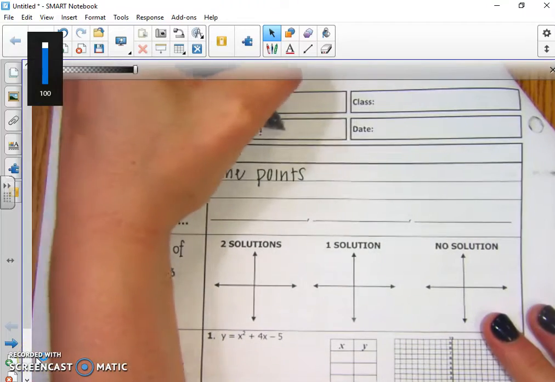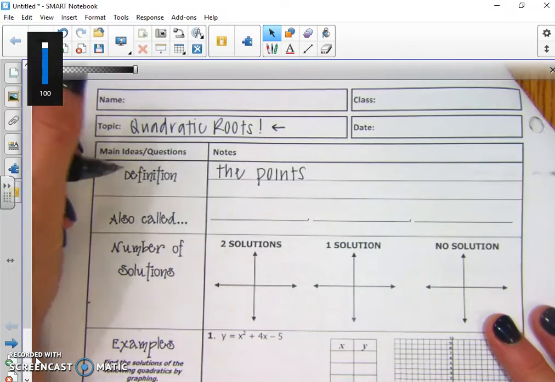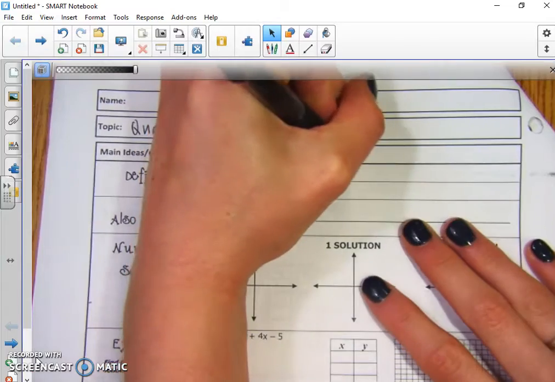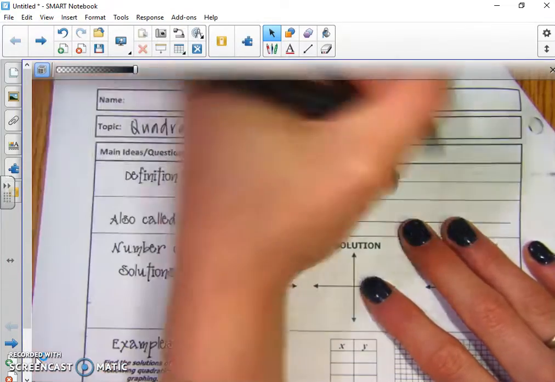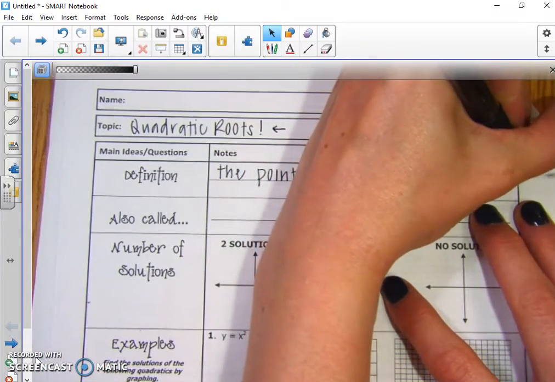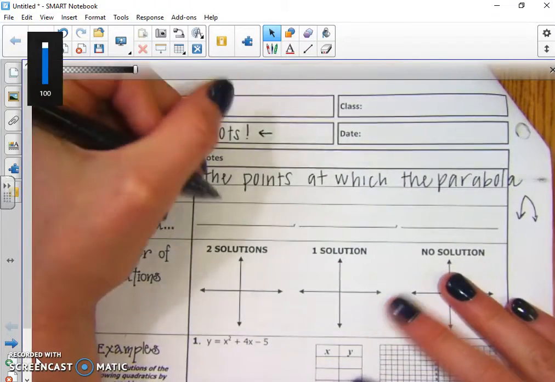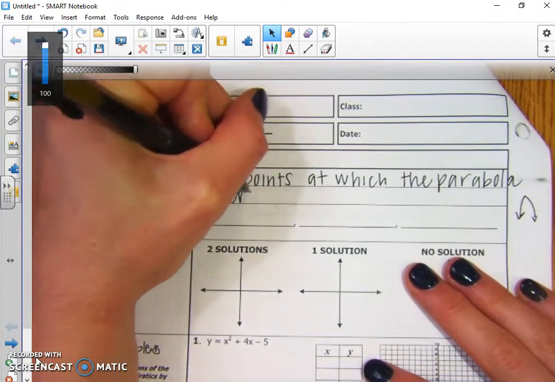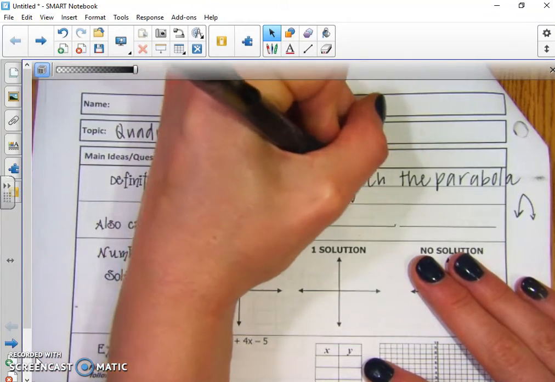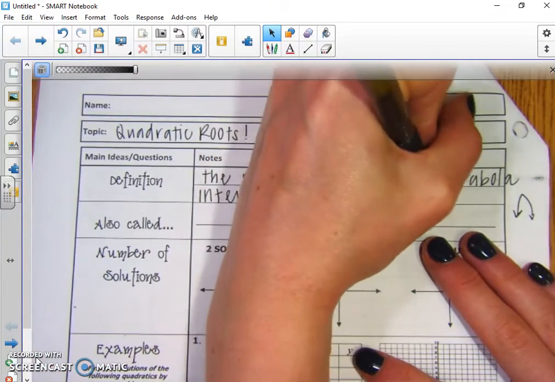Our topic today is roots. All right, so quadratic roots, they're not like roots on a tree, they're actually points. Or upward, it's the points at which that parabola intersects the x-axis. Okay, and remember the x-axis is the horizontal axis.